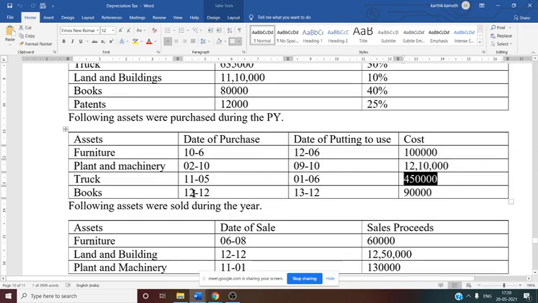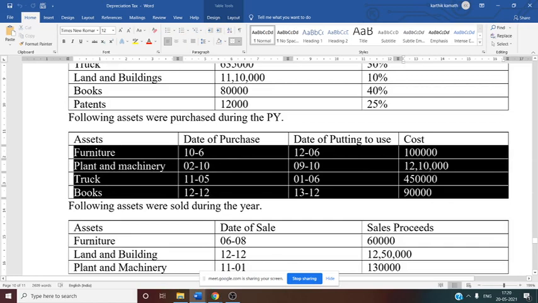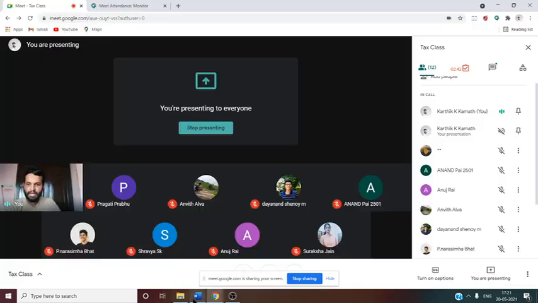Book. What about book now? Book purchased in the month of December of previous year, 12/12, but immediately next day it is used, 13/12. Cost is 90,000. So by seeing these 4 items, can anyone tell me whether there are any assets which are used for less than 180 days? Out of 4 assets, is any asset less than 180 days, where we need to charge half of the depreciation in this case?